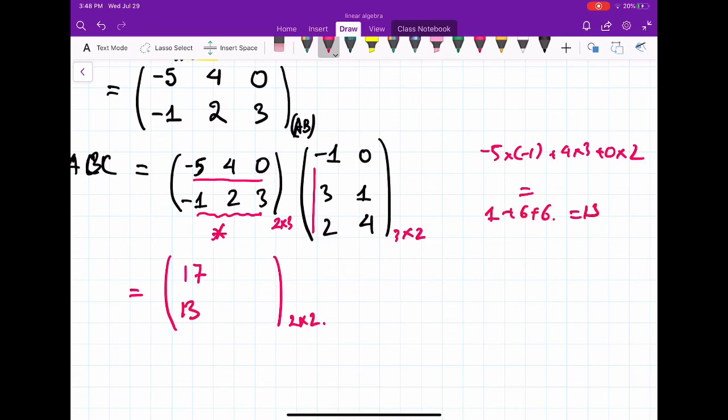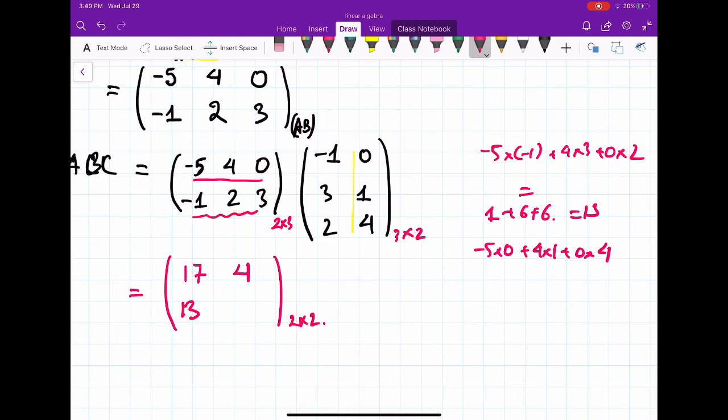So I have the first column, and then I move to the second column. I erase this. I multiply the first row with the second column in here. I have -5 times 0 plus 4 times 1 plus 0 times 4. That is 4. Okay, and then I move to the second row.